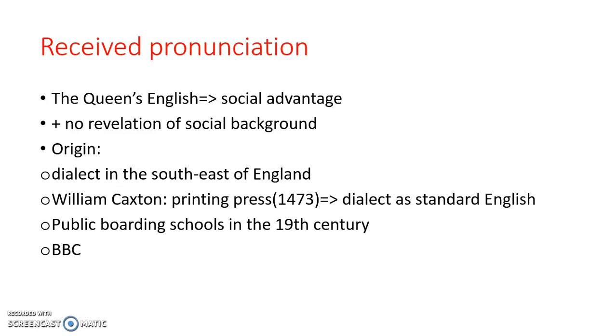The original received pronunciation was actually a dialect in the southeast of England, and the southeast of England was well, a lot of people lived there back then. It was the home to the royal courts, etc. And William Caxton lived there as well. And when he introduced the printing press, well, he used that dialect as a standard form of English. And so he used the pronunciation and the spelling of that language. And so William Caxton had a great influence on the creation of received pronunciation.